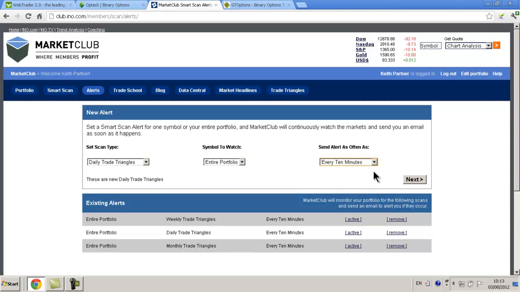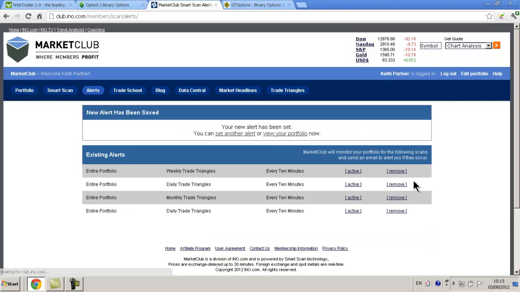It's not going to send you an email every 10 minutes, but it'll scan your portfolio, and then if there is a change, it'll send you an email. And of course, if you've got your email connected to your cell phone, well, there you go, you get your message straight away. So you don't have to sit here and pore over charts. I've actually got mine set up. So we do that for our weekly trade triangles, our daily trade triangles, and our monthly triangles. Very important we do all three.